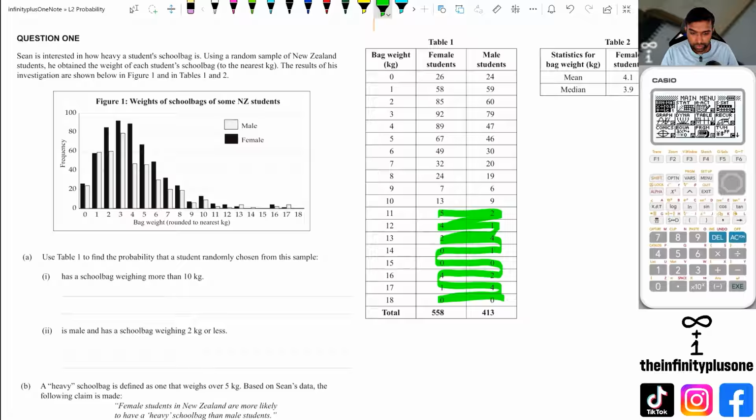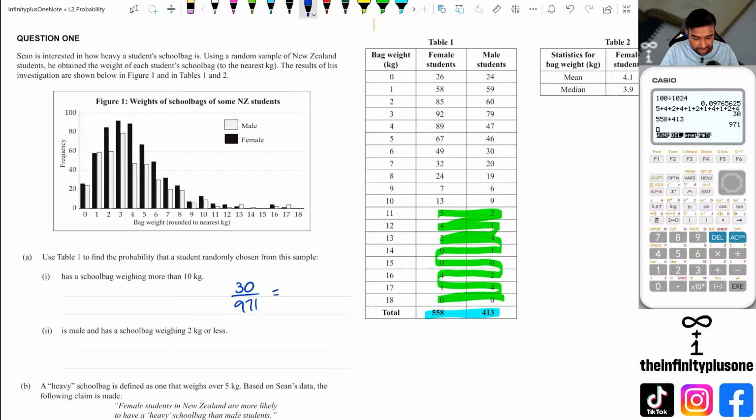So what we're going to do here is add up these values. We've got all of these numbers, I'm just going to punch them into the calculator. So we've got 5 plus 4 plus 2 plus 4 plus 1 plus 2 plus 1 plus 1 plus... no, I did it too fast. Plus 2 and plus 4. All right, there we go. That green part adds up to 30, and we've got 558 plus 413. That is 971 in total. So this is where the 971 comes from. That's the total, and then we've got 30 out of 971 where the bag weighs more than 10 kgs.